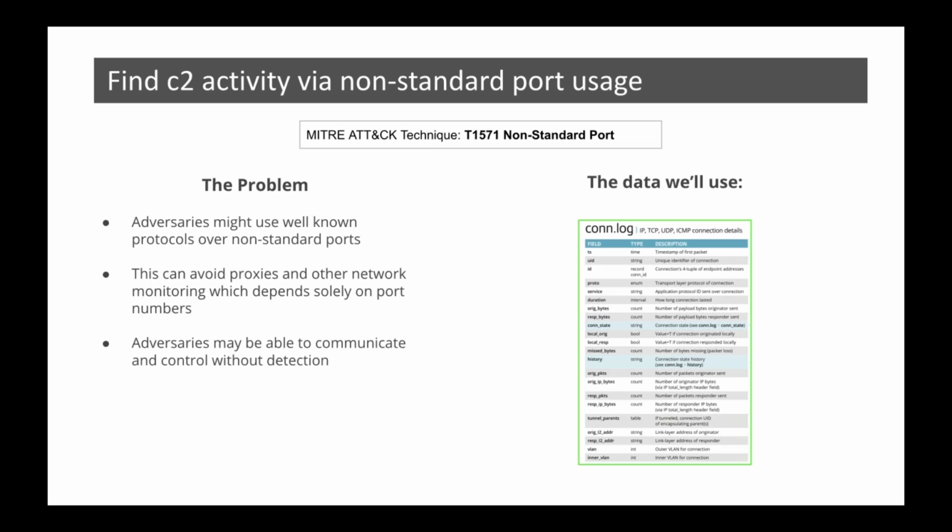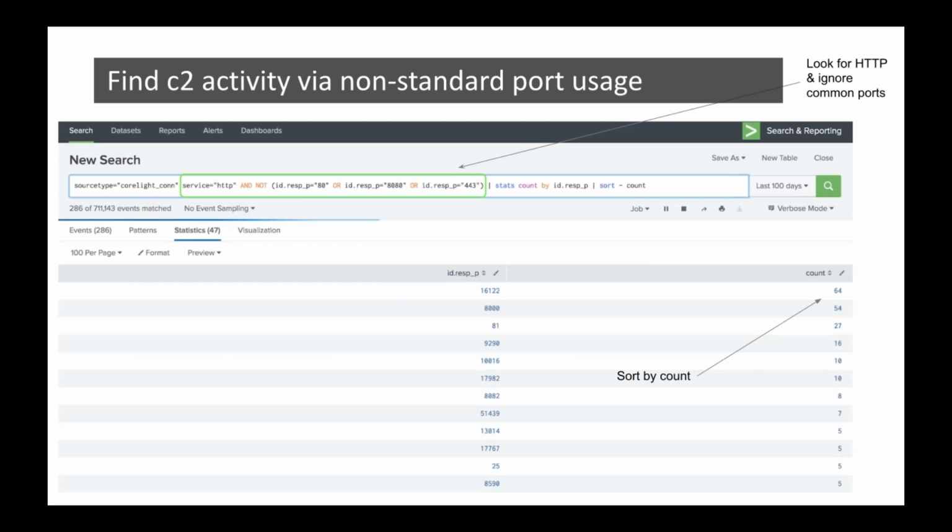Why is this really a problem? Well, if you're using proxies or other network monitoring which is dependent solely on port numbers, that's not using some kind of deeper protocol inspection, they're likely not going to find this. So they're just going to ignore this traffic. They're not going to see it. And adversaries may be able to communicate then without detection. So the example that we're going to use here is from the connection log. So again, this is the log that shows the high level metadata for every connection on your network.